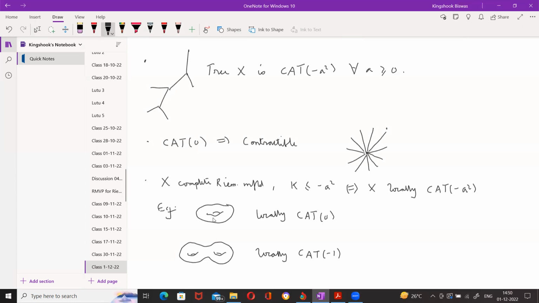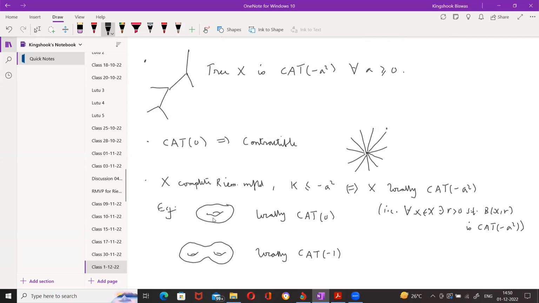If I just give a Riemannian manifold, then Alexandrov proved also that the sectional curvature is less than or equal to -a² if and only if X is locally CAT(-a²). That means for all x in X, there exists r positive such that the ball B(x, r) is CAT(-a²). So not the whole space, just a ball around the point is CAT(-a²). Is it clear?